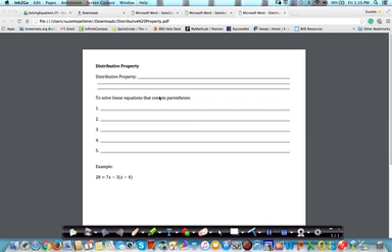Distributive property. The distributive property states that when a quantity is in parentheses, it is multiplied by another factor.